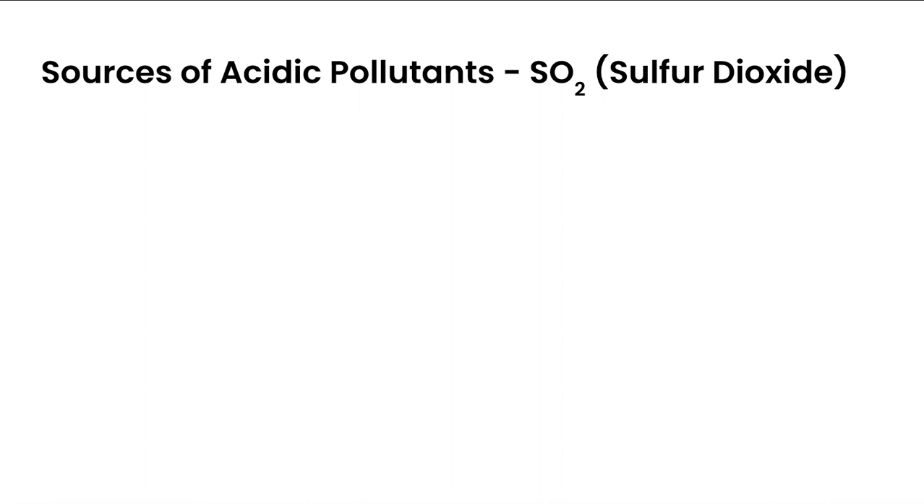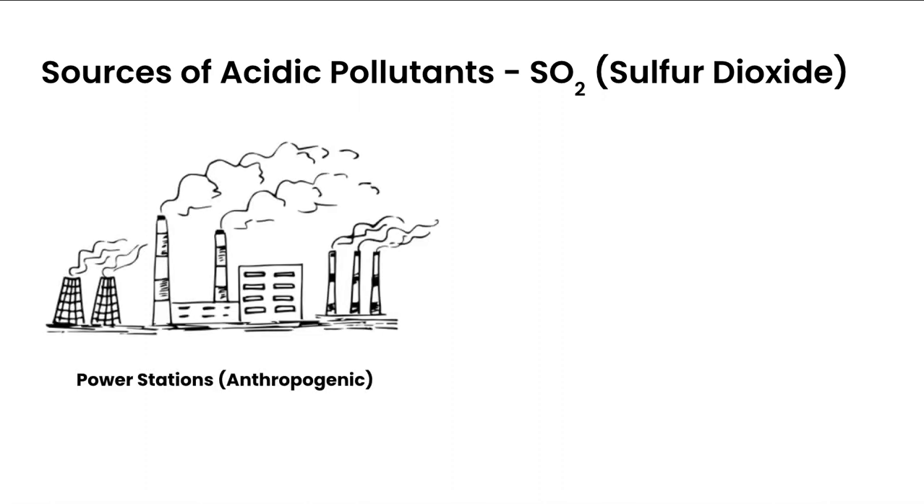The first main one that we're going to look at is sulfur dioxide. Sulfur dioxide can be generated into our environment from a couple of different sources. The key ones that tend to be the biggest contributors to sulfur dioxide are power stations, and we would say that power stations are anthropogenic. You would have seen this in previous science courses, but what this means is that these are human causes contributing to these pollutants in our environment. So power stations is one.